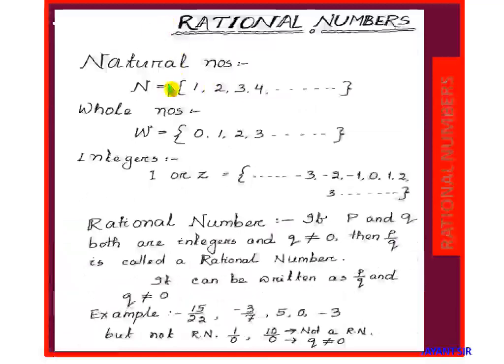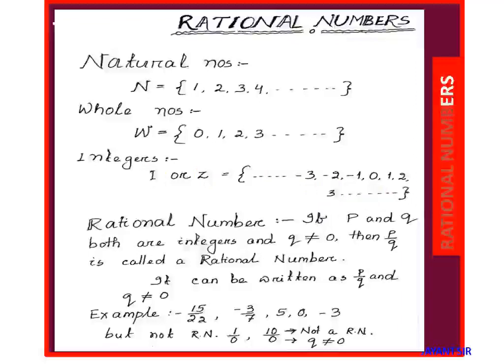What is a natural number? All the counting numbers are known as the natural numbers, which is denoted by capital N, and it is 1, 2, 3, 4, and so on. Then whole numbers: all the counting numbers as well as 0 are known as the whole numbers. It is denoted by W, that is 0, 1, 2, 3, and so on. Next, come to integers. All the positive natural numbers, negative natural numbers as well as 0 are known as the integers.